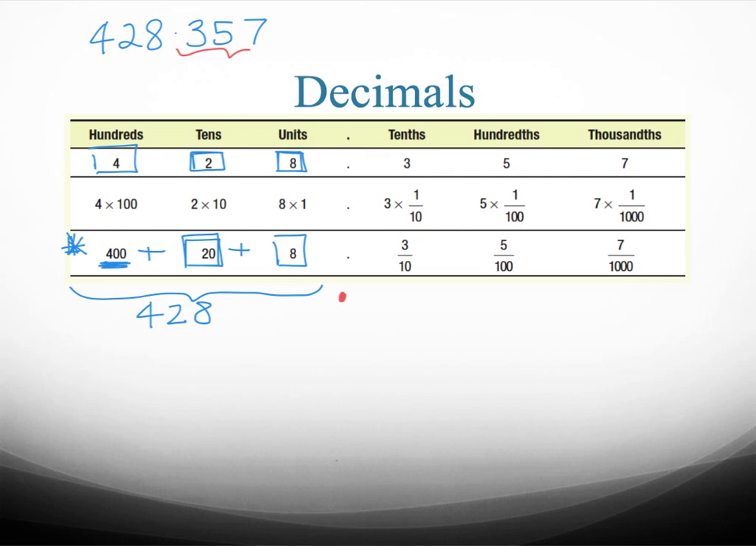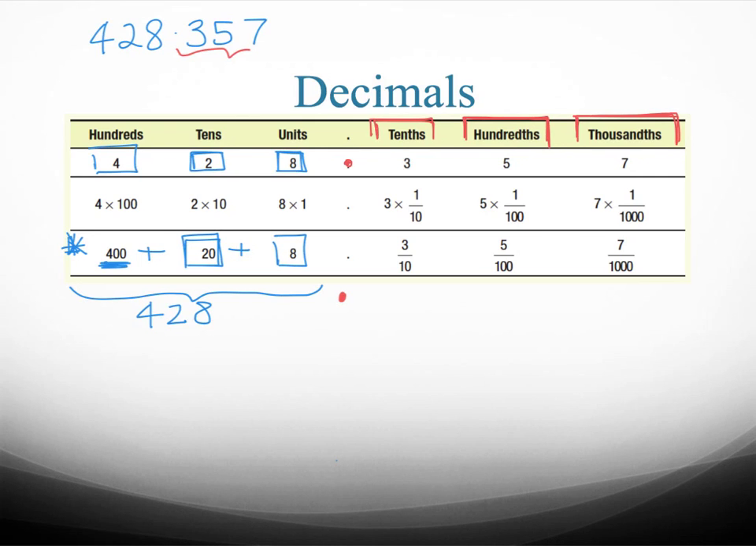This 0.3, 5 and 7. We have in the first column always the tenths. In the second column to the right of the decimal point we have the hundredths. And in the third column to the right of the decimal point we have the thousandths.